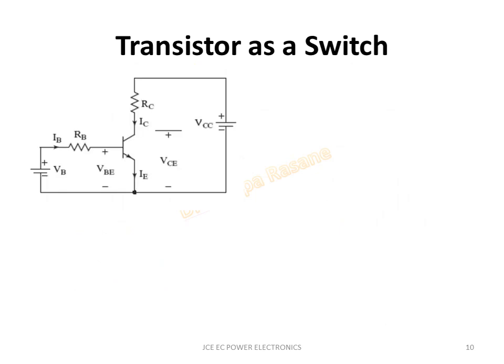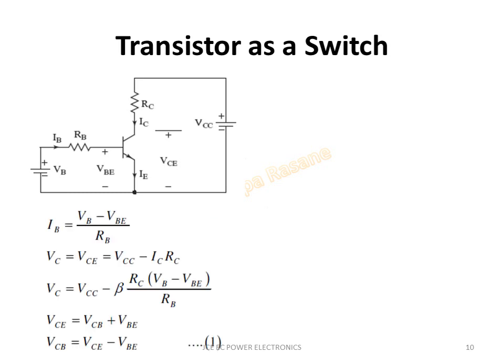So when I use it as a switch, you have to remember that the transistor has to move from the cutoff region as off state to on state, that is the saturation region. So for that, we should also look into certain equations. If you look at this transistor as a switch, we have these equations. If you see this particular KVL, IB is equal to VB minus VBE divided by RB. So I get this first equation.